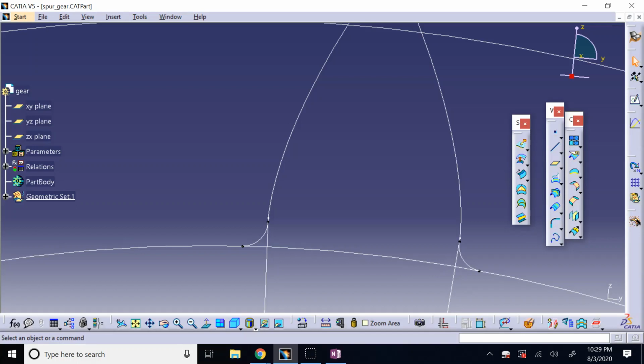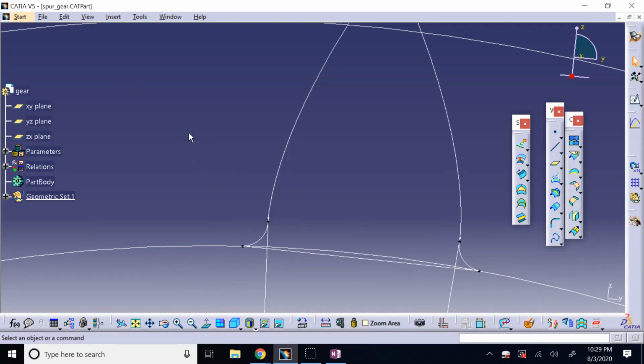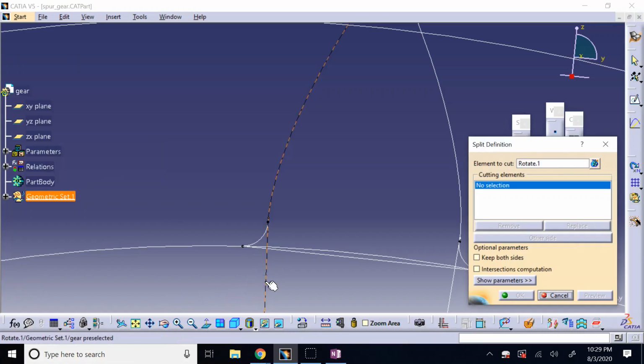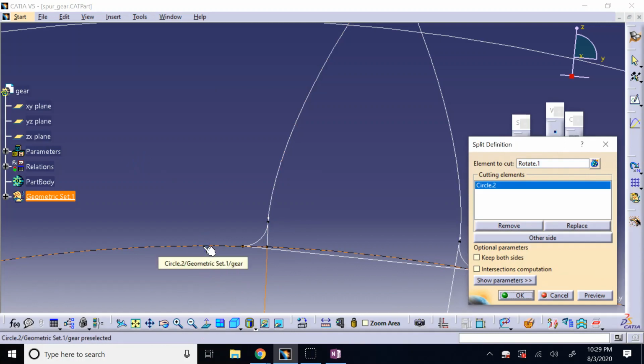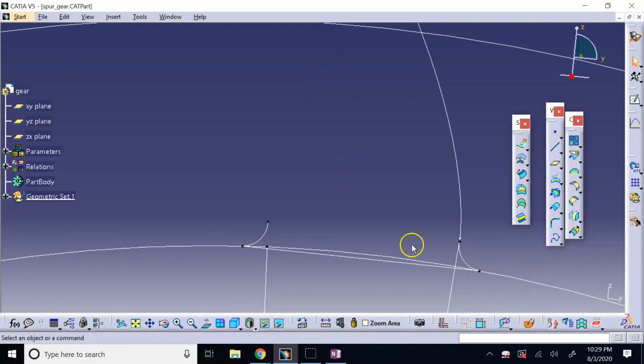Then we need a line to connect the end point of these curves together. So I use the line command and then connect this point to this point like that. Then I use my split tool to get rid of the extra stuff. So I go and click on the split tool, and then it is asking you to basically get rid of here. Let's see if I use this one as cutting element, and I can take away any part that I want. So I took the wrong side. Okay, so you have to be careful.